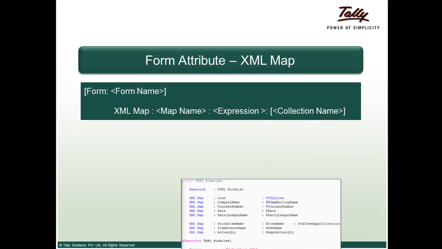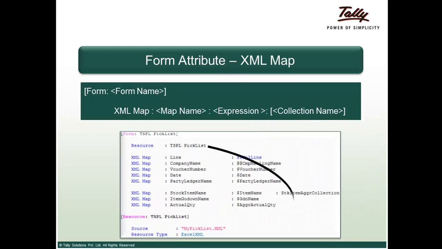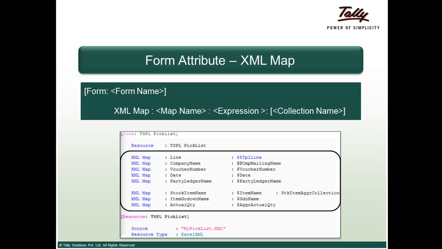Here is a code snippet taken from the pick list example already shown, where TSPLPickList is the name of the resource, and the XML maps line, company name, voucher number, and so on are the ones which take the shape of tokens in the source document file. And the path of this source document file is given in the resource definition in the attribute source.